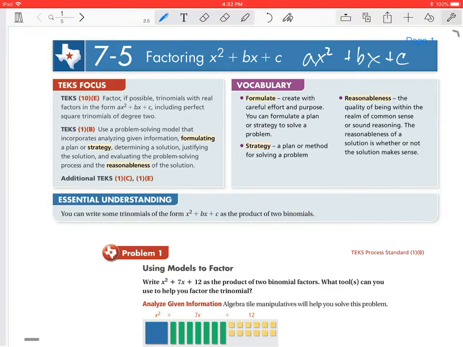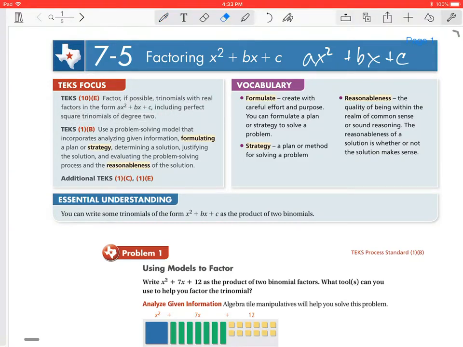But these problems we're looking at today, the examples for factoring. When we're factoring, we're looking for the GCF of the trinomials. Factoring, if possible, trinomials with real factors in the form ax squared plus bx plus c, including the perfect square trinomials of degree 2.